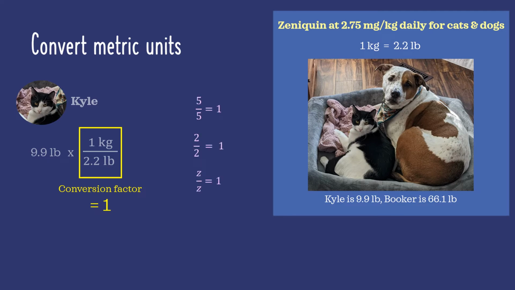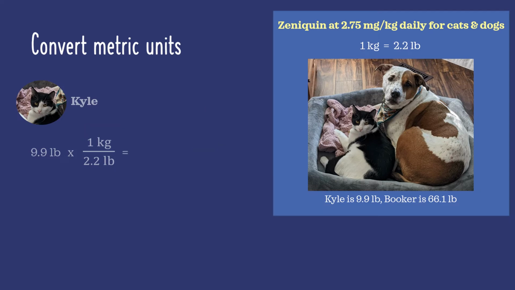Remember from math class that whenever the top and bottom of a fraction are the same, that fraction equals 1. Also remember that if you multiply anything by 1, it just equals itself. So 9.9 pounds times 1 is going to equal the same weight. 5 times 1 equals 5. 10 times 1 equals 10. Z times 1 equals Z. All right, so here's Kyle's weight multiplied by the conversion factor that will allow us to convert pounds into kilograms.